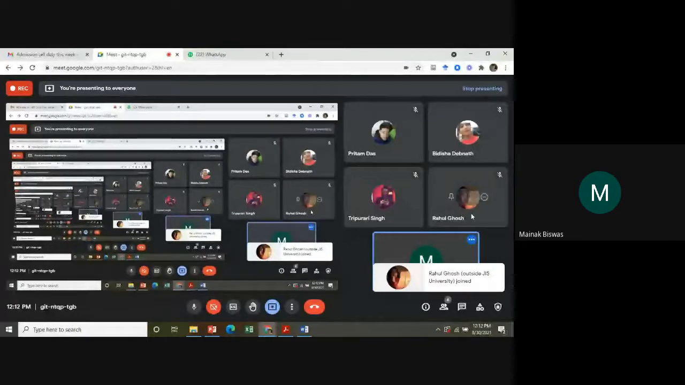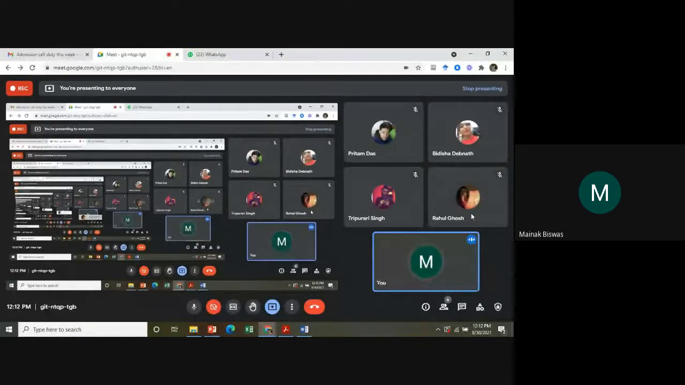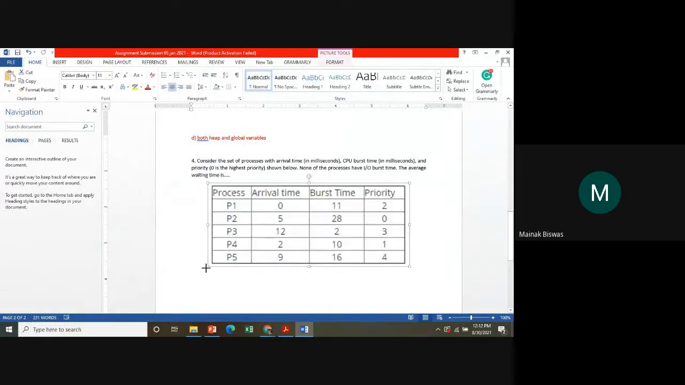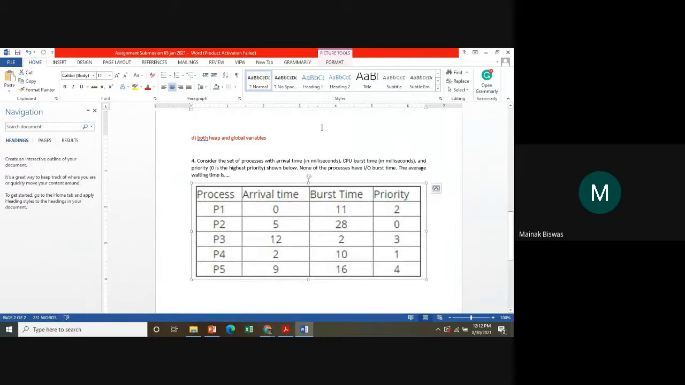Okay. So I'm presuming that none of you have solved it, right? Okay, let us solve the problem. So let us say this is the process, right? So we see in here all the things are there.